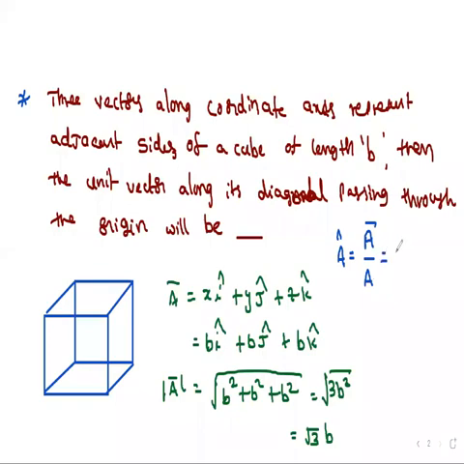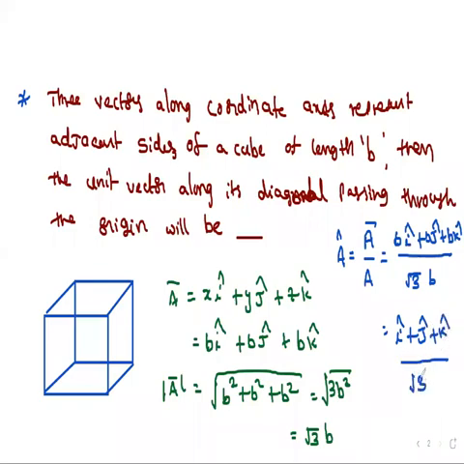So what is the total vector here? b i cap plus b j cap plus b k cap, divided by the magnitude we calculated, root 3 b. In the numerator, b is common everywhere, so b cancels in numerator and denominator. The remaining expression is i cap plus j cap plus k cap by root 3. So this is the answer for the given question.